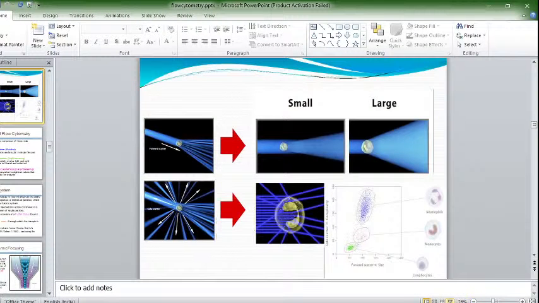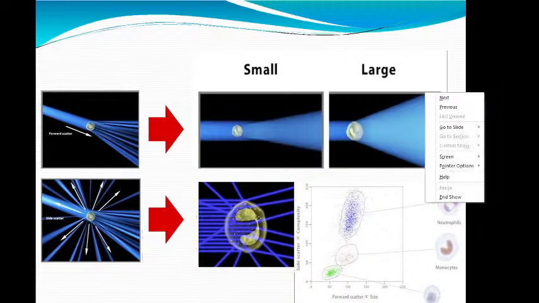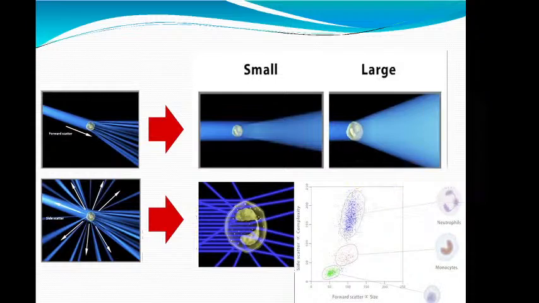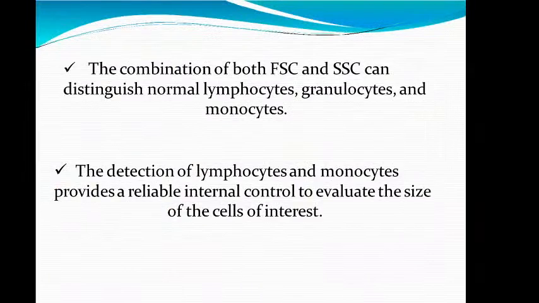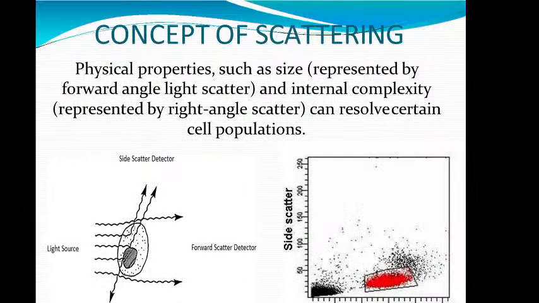So let me tell you again that we have two terms. We have forward scattering, we have side scattering. Forward scattering will let us know about the size of the cell. Side scattering will let us know about the internal complexity of the cell.